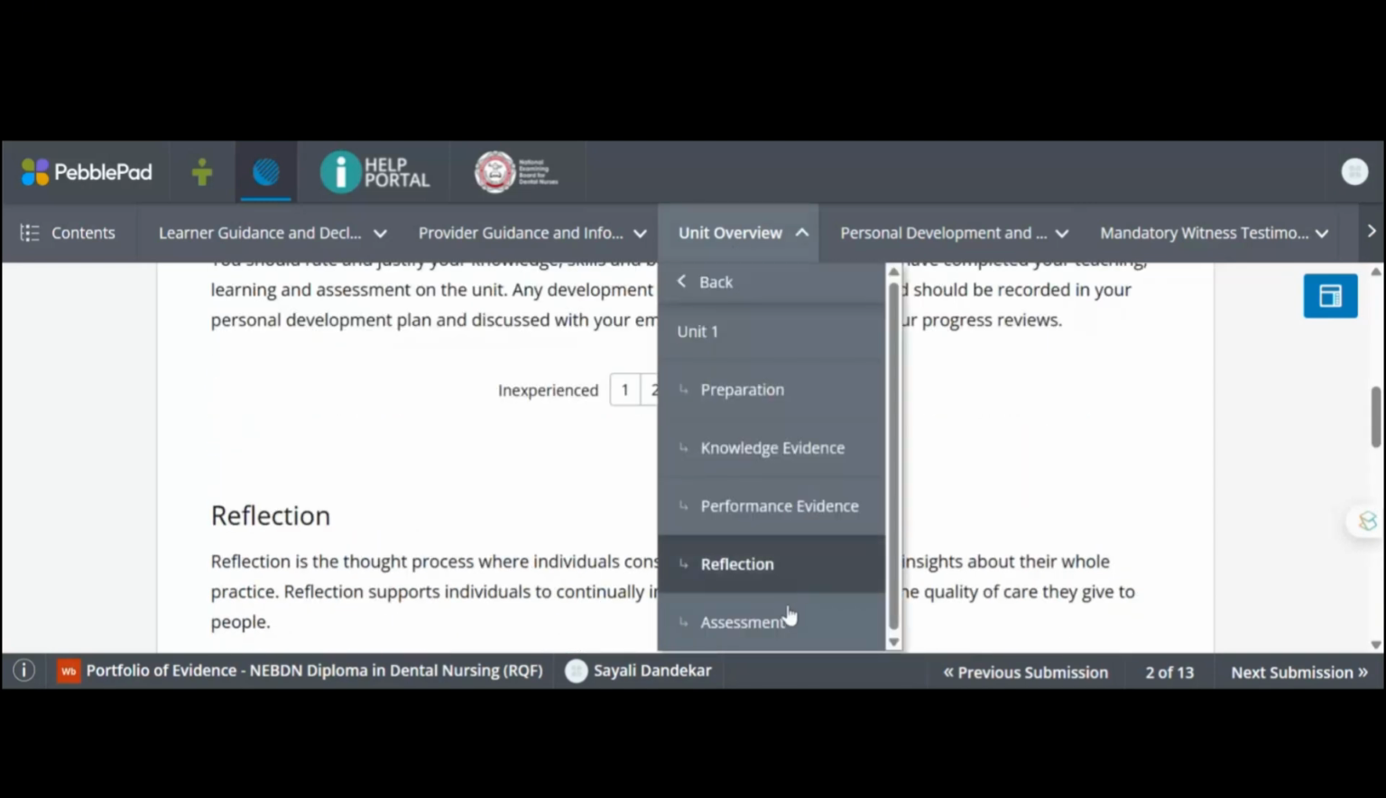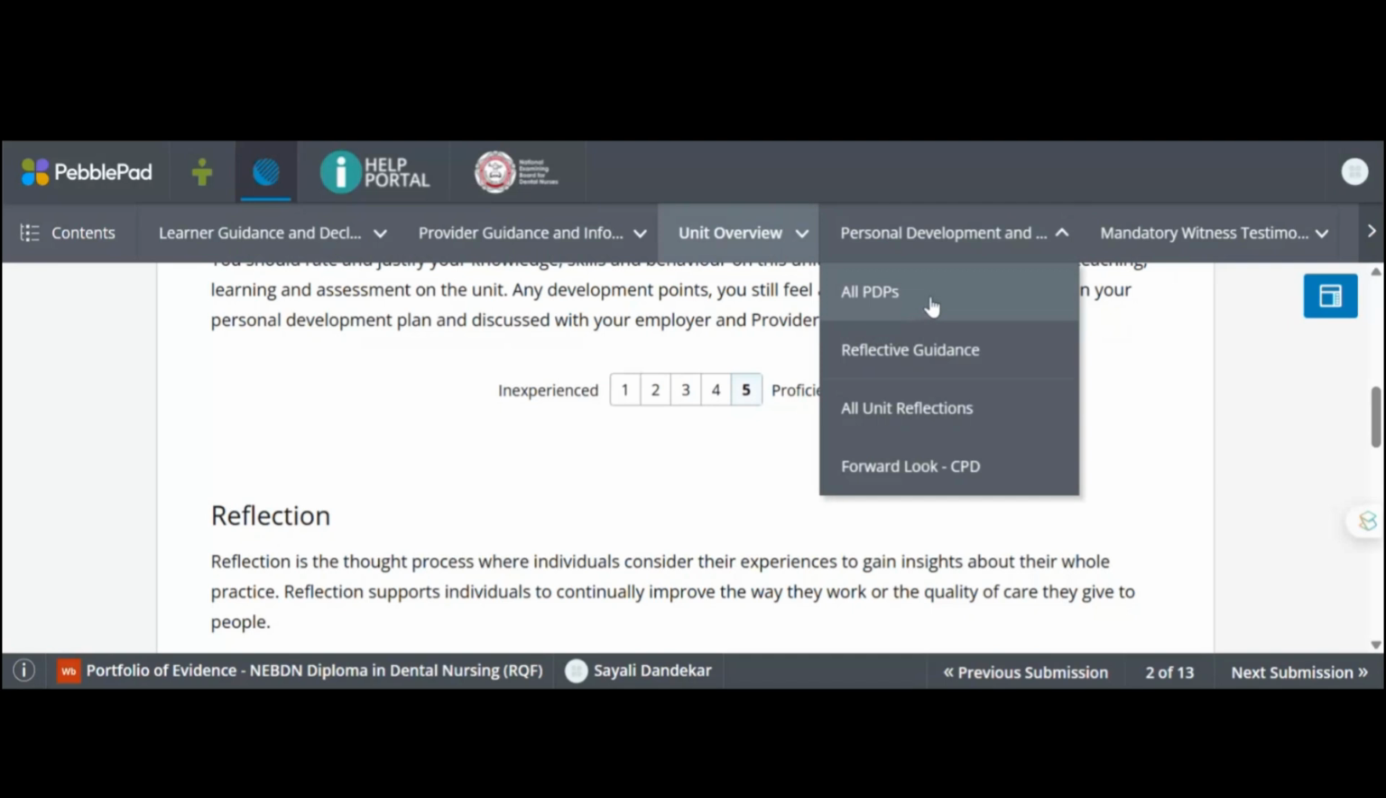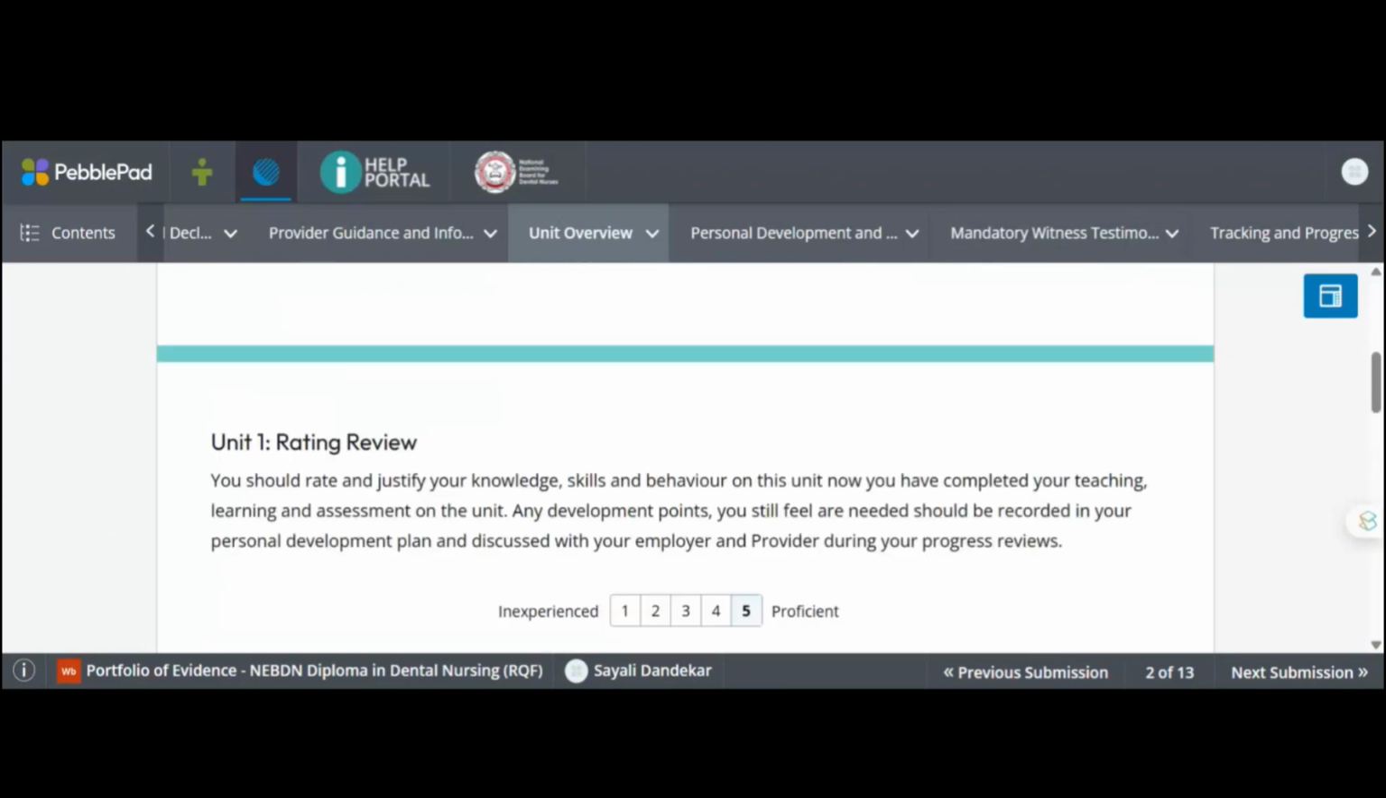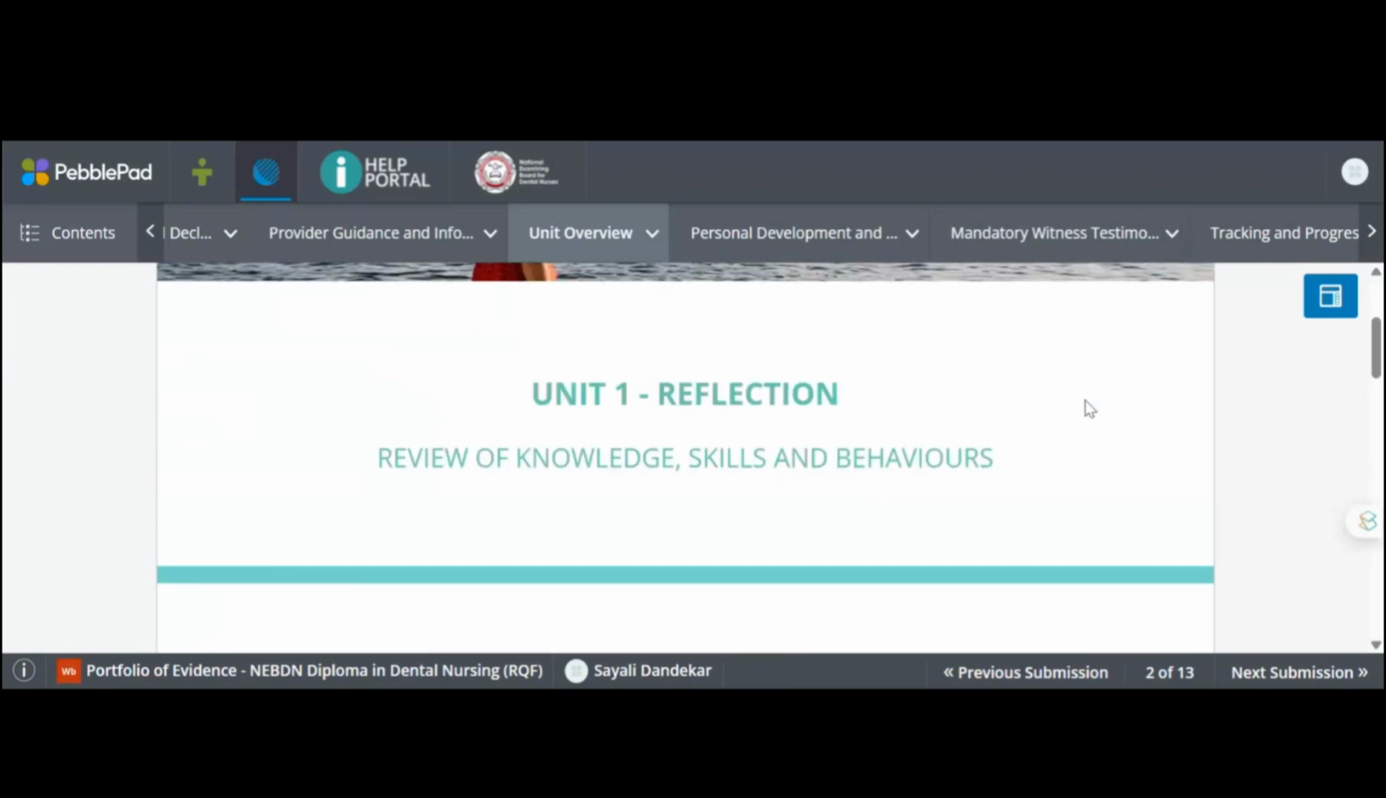After that, there is the assessment part, and this is the part I will fill in after assessing your answers. Here are all the PDPs, the personal development plans, reflective guidance, and all unit reflections. You have to finish these as well after completing each unit. There is the mandatory witness testimony, and this will also be tracked after you start filling in your units. And this is all from my side. If there is any question, you can ask in the WhatsApp group and we will provide you the answers.